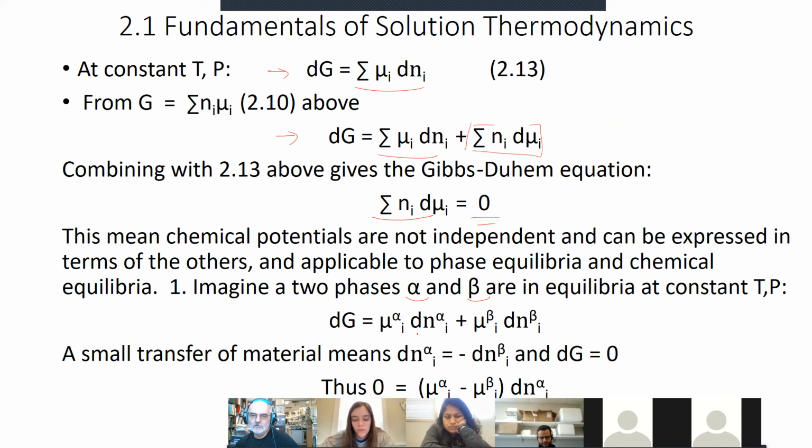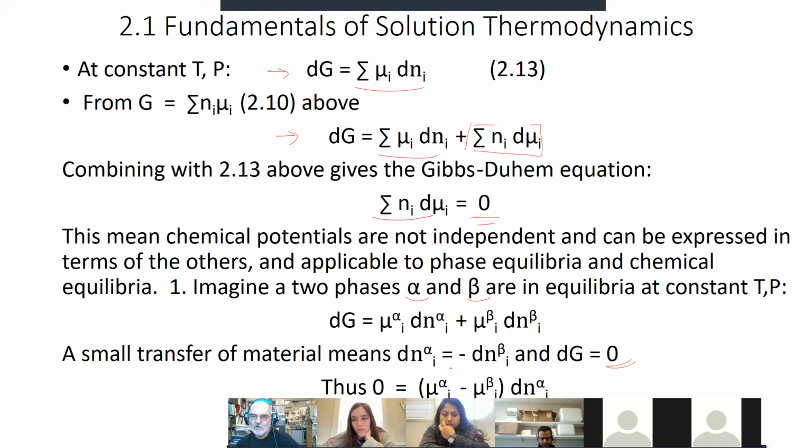Imagine that you transfer a little bit of component i from the alpha phase to the beta phase. I guess the way they're doing this is from the beta phase to the alpha phase. We're losing a little bit of it on the beta, we're gaining a little bit of it on the alpha. This is one of the odd languages that we use in thermodynamics. An infinitesimal amount transfers such that we're still always at equilibrium, and therefore the free energy change is 0.